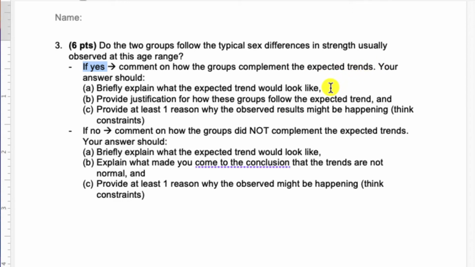So you're basically saying what changes in strength would look like, and then any justifications for how the groups followed the trends. Okay, and then you're going to also provide at least one reason why the observed trends might be happening. So again, think of different types of constraints that could be impacting these individuals. If you don't think that the data represent typical sex differences, again, explain what the typical trends would look like, how our data don't match that trend, and then one reason why that might be happening.